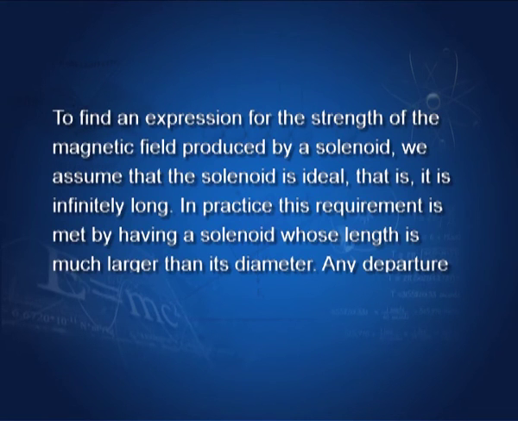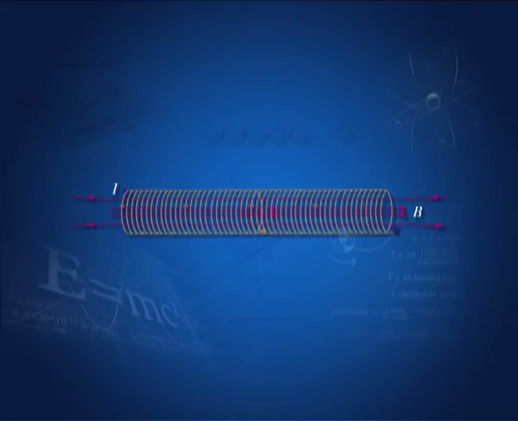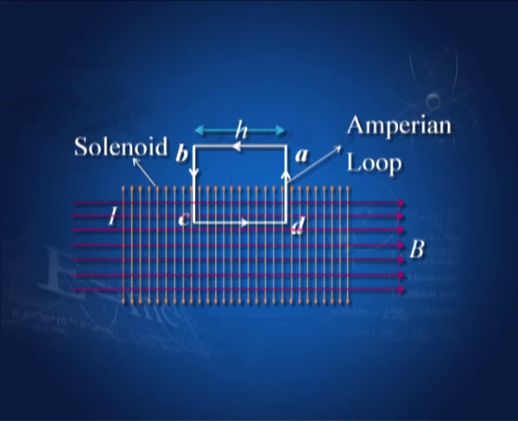So, for an expression we take an ideal solenoid, and neglect the effects at the edges, and this can be done as long as the length is much larger than the diameter of the solenoid. We shall assume that, and then we draw an Amperian loop. This side has length h, this side is of length AD and BC, and CD is of length h, and this is the solenoid. I am showing the loops, and each loop carries current I, and we have already seen that the magnetic field must be along the axis.